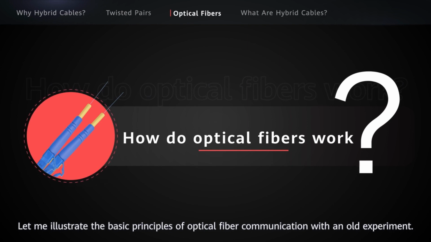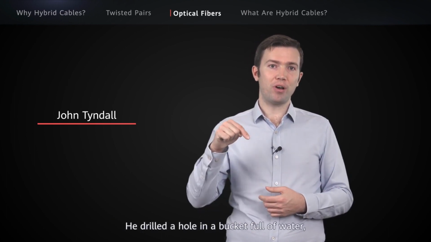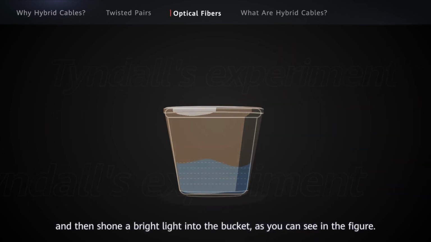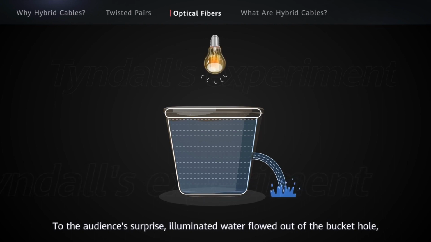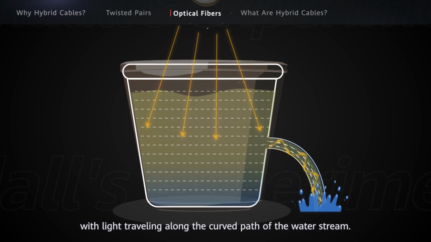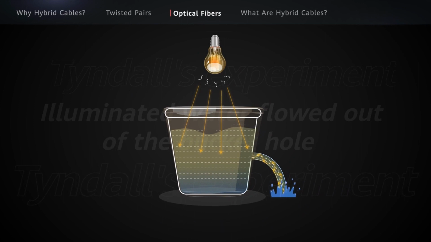Let me illustrate the basic principles of optical fiber communication with an old experiment. In 1870, the British physicist John Tyndall conducted an experiment during a lecture at the Royal Institution. He drilled a hole in a bucket full of water and then shone a bright light into the bucket, as you can see in the figure. To the audience's surprise, illuminated water flowed out of the bucket hole, with light travelling along the curved path of the water stream. Why did this happen?